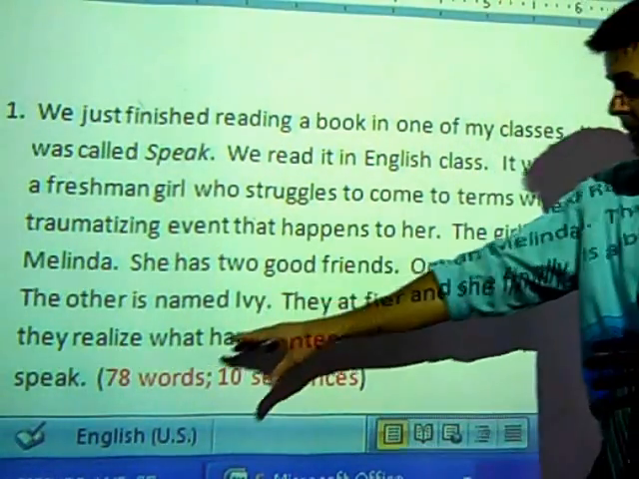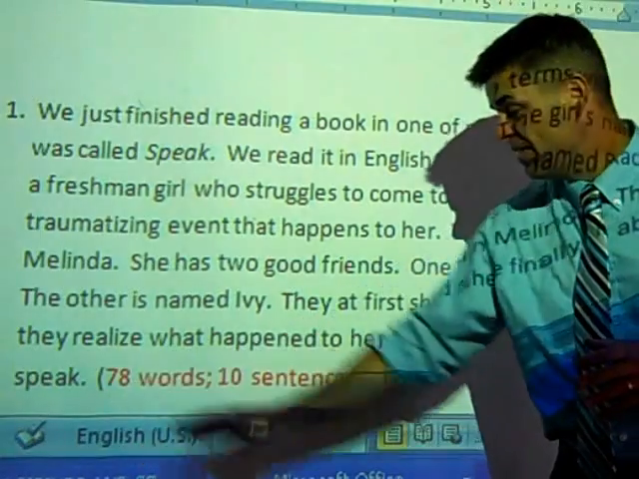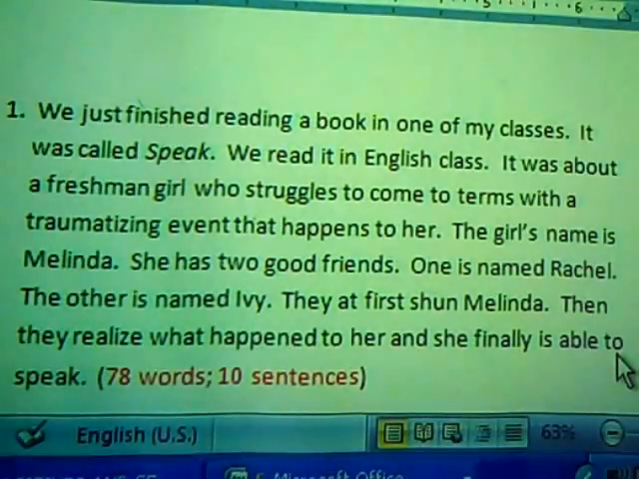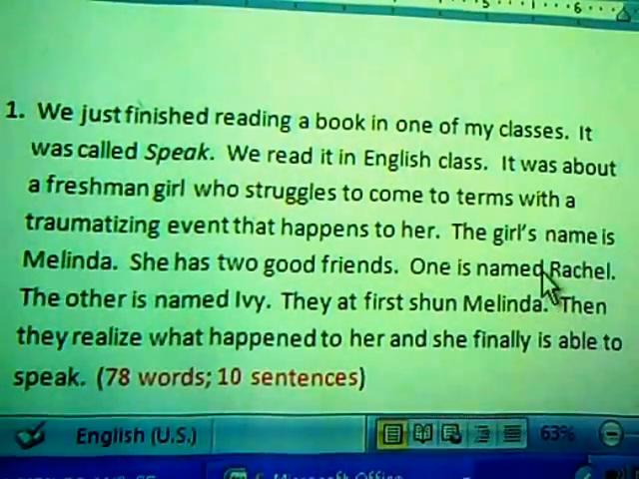So my initial passage here again is 78 words, 10 sentences. Now Microsoft Word has a program on it that will do a readability test.